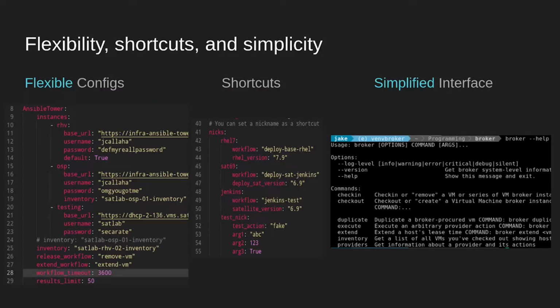The main design themes around Broker revolve around flexibility, shortcuts, and simplicity. Combining nested configs with arbitrary nicks, or nicknames, users can create their own shortcuts. By limiting the exposed functionality, the interface also remains simple. However, by limiting most argument constraints, we can lessen our direct ties to provider implementation details. This means that a new workflow can be created or an existing one updated without Broker needing to be updated to account for the new workflow arguments. This allows people to contribute directly to SatLab via Ansible Tower and never have to touch Broker in a development role.